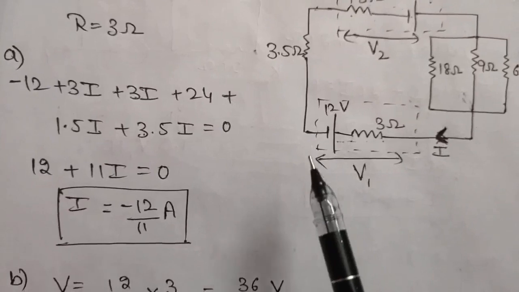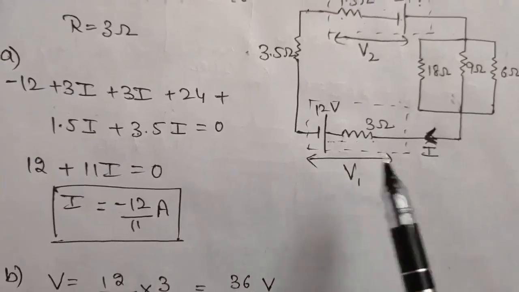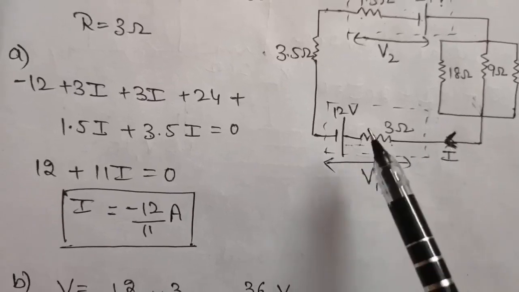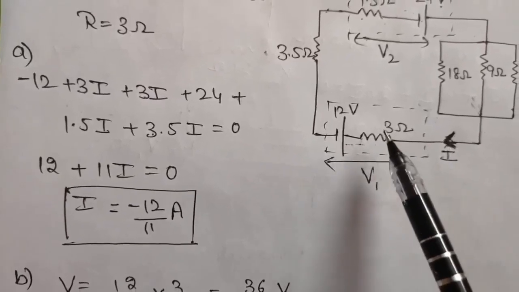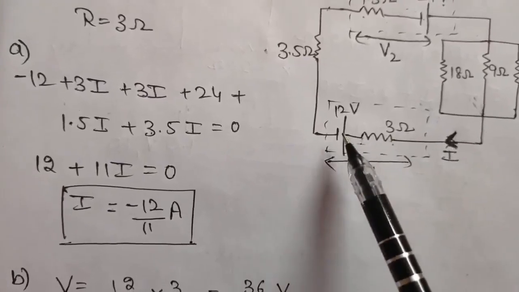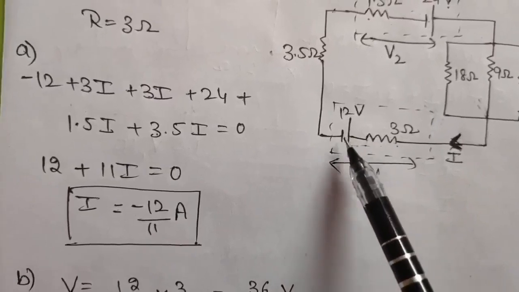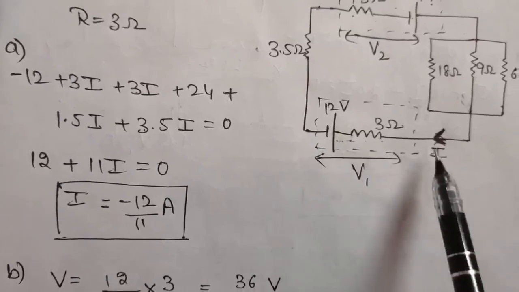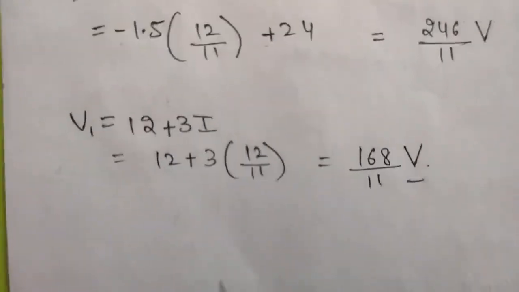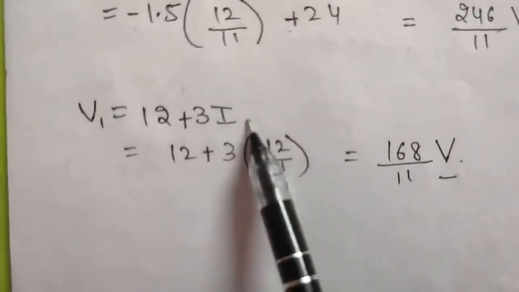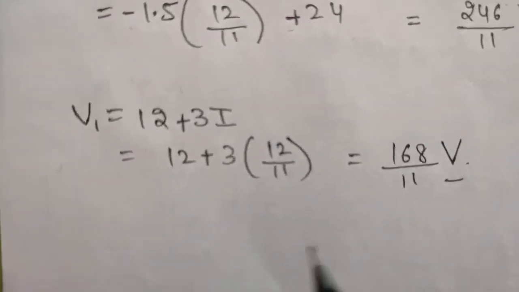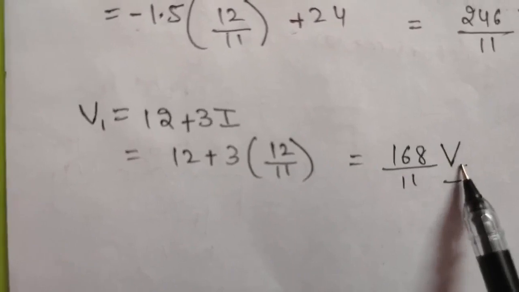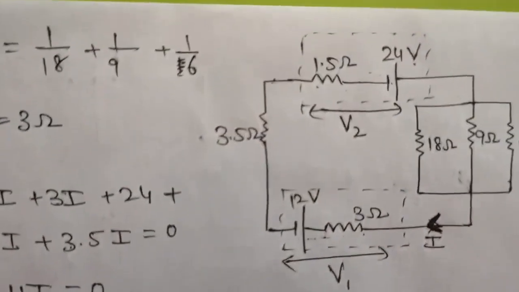Now if I want to calculate V1, that is the potential drop across the 12 volt battery, see, you are coming in this direction. If I am coming in this direction, there will be 3i and the positive terminal is coming first, so plus 12. That means V1 will be 12 plus I into 3. Just put the value of I to be 12 by 11 and you will get V1 to be 168 by 11 volts. Similarly for V2.